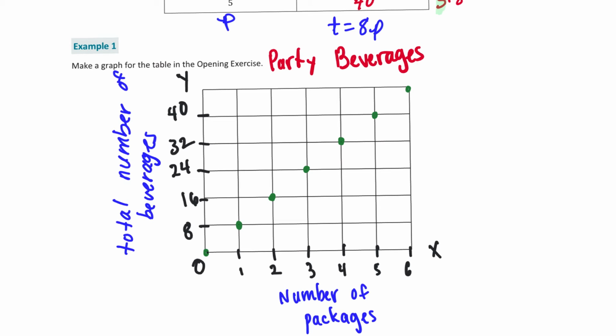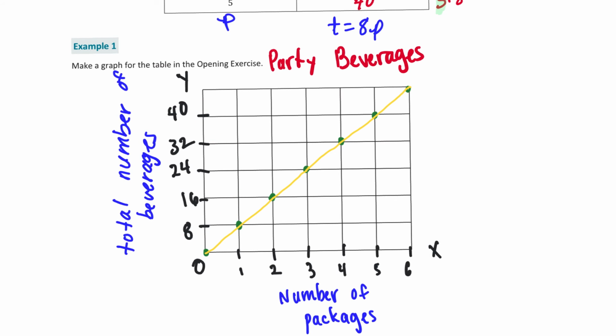It is kind of nice to be able to see what happens when you connect the dots. You can see that the more packages you buy, the more beverages you're going to get. It increases. This is why we say the y-axis, or the dependent variable, helps us to determine if it's increasing or if it's decreasing. This part here will always help you determine if your information is increasing or decreasing.